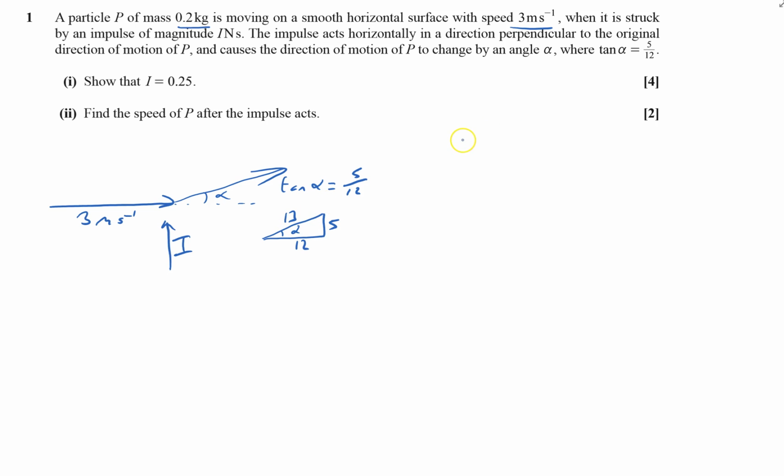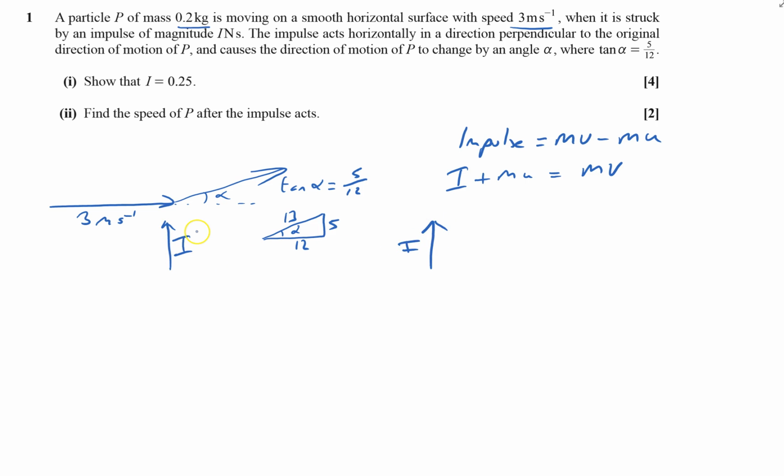Now I'm going to use an impulse momentum triangle. So I've got impulse, which we know equals gain in momentum, which is the final momentum take away the original momentum. When I'm doing triangles, I like to have two arrows adding together to get the final one. So I normally like to have the impulse plus mu equals mv. And now I can do it. The impulse, I've got to show what it is.